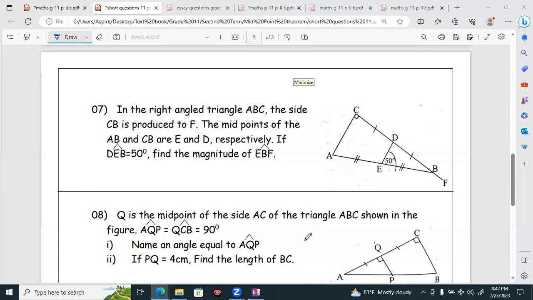Oh, wait, it is not the converse actually. It is the midpoint theorem, no? Because we can detect that these two are midpoints.